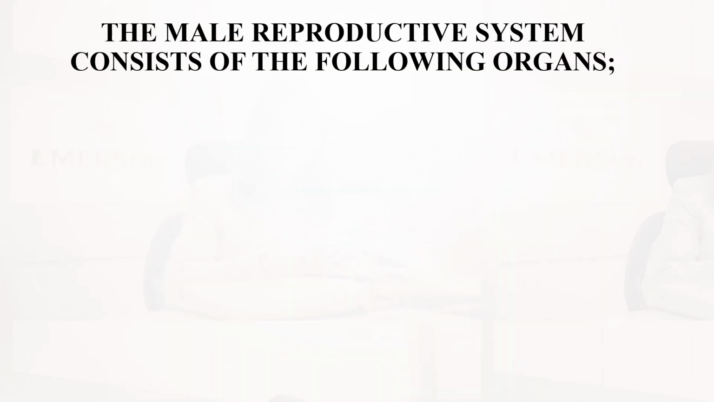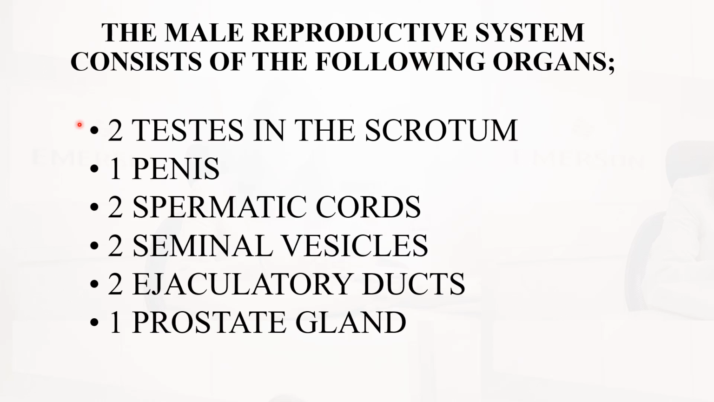In terms of the organs that the male reproductive system consists of, it has two testes, which are found in the scrotum. Then of course there is one penis. There are two spermatic cords. There are two seminal vesicles. There are two ejaculatory ducts, and there is one prostate gland. So these are the organs that make up the male reproductive system.